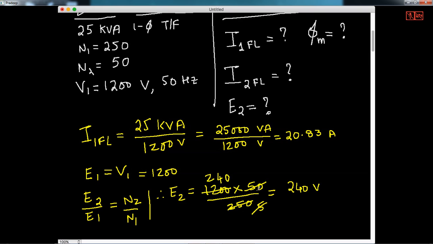Because E2 is 240 volts, now I can find what is I2 full load. How to get I2 full load? It is nothing but 25,000 volt amperes divided by 240 volts. So 25,000 divided by 240 gives me 104.17.